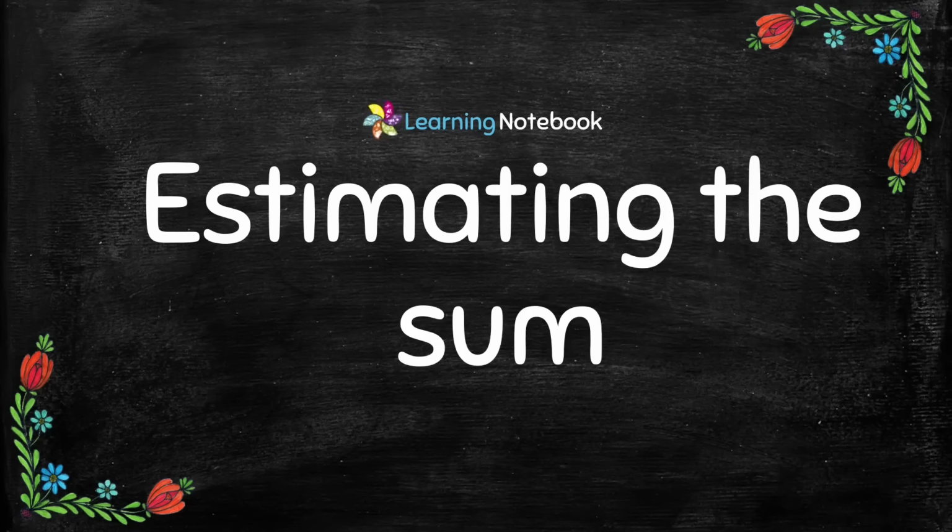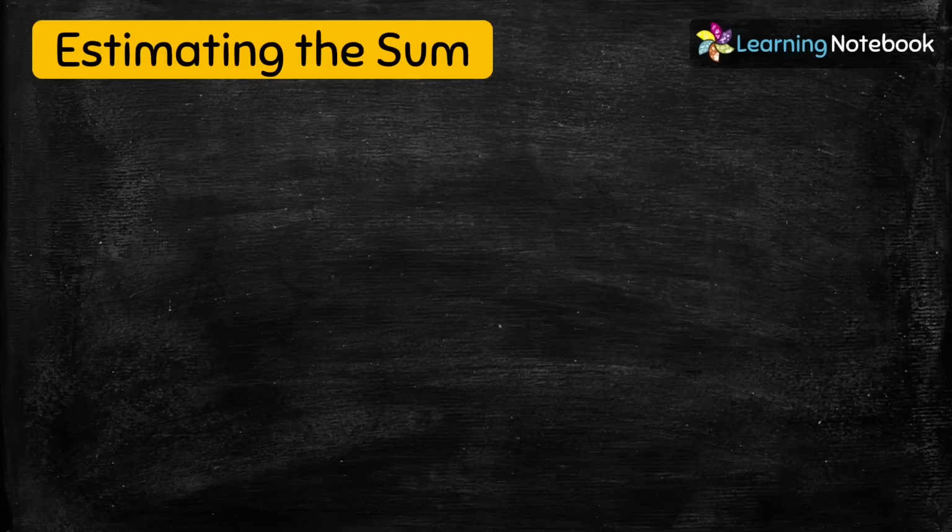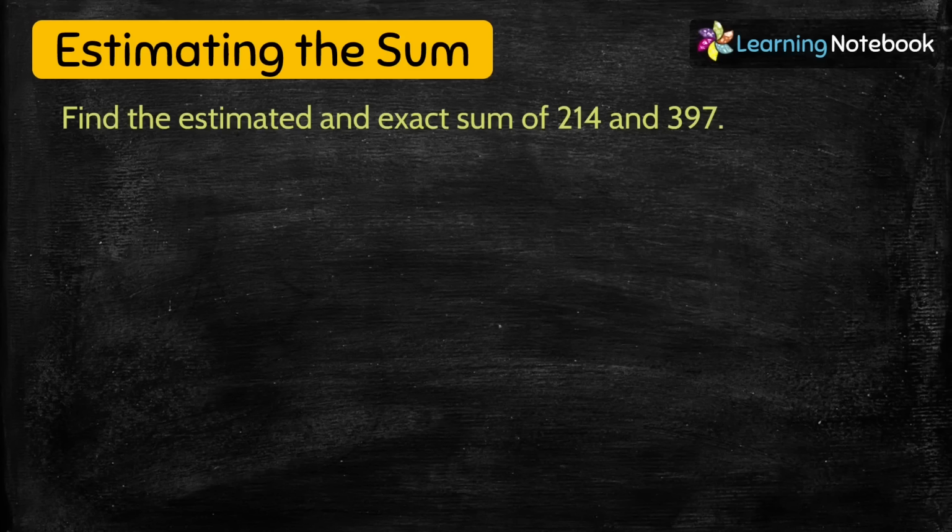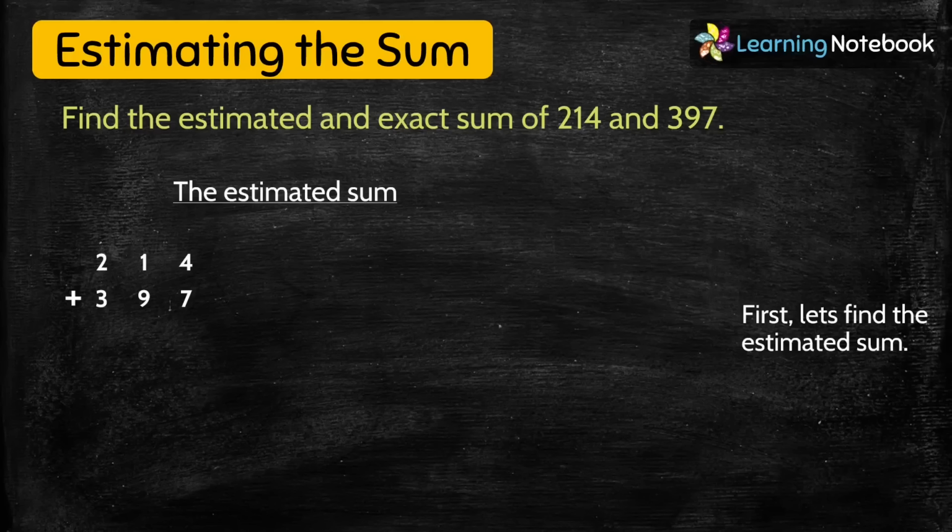Now let's learn how to estimate the sum. Students, at times in real life situations, we do not need to find the exact sum, but we need just an estimated sum. Estimated sum gives us a rough idea of the sum. So let's see how to estimate the sum. Question is, find the estimated and exact sum of 214 and 397.